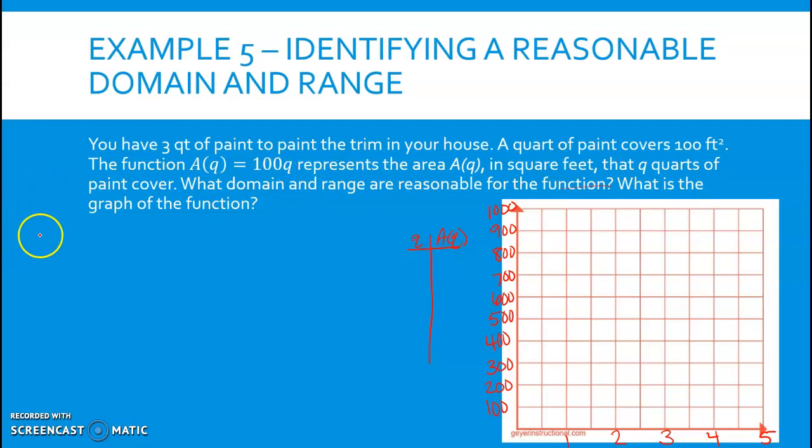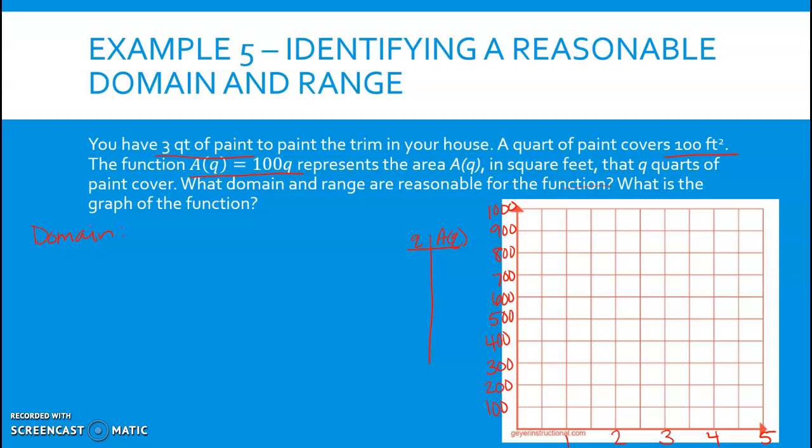So my thought process as I'm thinking about domain, I need to go into what do I know? I have 3 quarts of paint to paint the trim in my house, and a quart of paint covers 100 square feet. I know that the function is A of Q equals 100Q. That A of Q represents the area, and Q represents the quarts of paint.